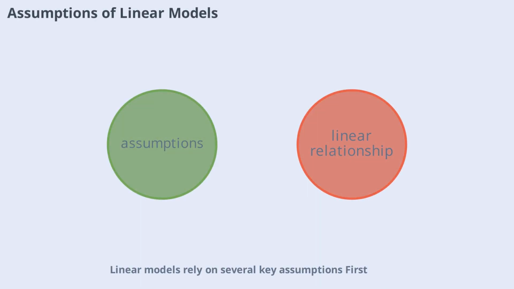Linear models rely on several key assumptions. First, the relationship between variables must be linear. Second, the errors, or differences between observed and predicted values, should be randomly distributed. Third, the variance of errors should be constant across all levels of the independent variable. Finally, the variables should not be perfectly correlated with each other. These assumptions ensure that the model's estimates are unbiased and reliable. Violating them can lead to misleading results.